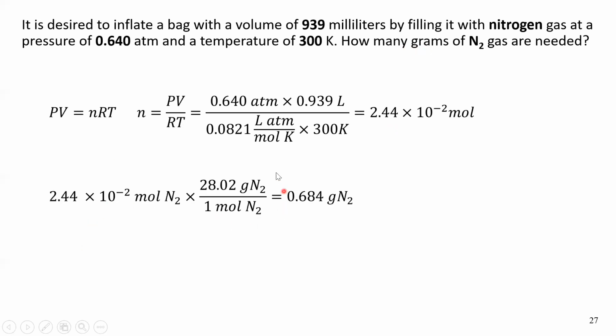Okay, if we use the periodic table, we can figure out how many grams there are per mole. Nitrogen gas is diatomic, so we take that 14.01 and multiply it by 2. We're canceling out moles and going to grams. So we're going to take the number of moles and multiply it by 28.02. And that's going to tell us we need 0.684 grams of nitrogen gas in order to inflate this bag to 939 milliliters at 0.640 atm and 300 Kelvin.